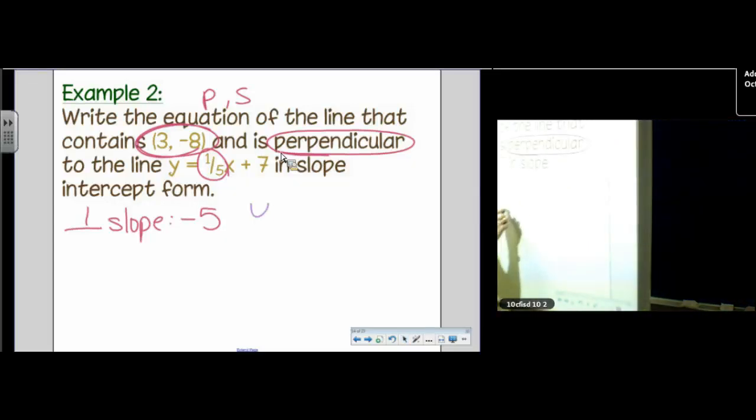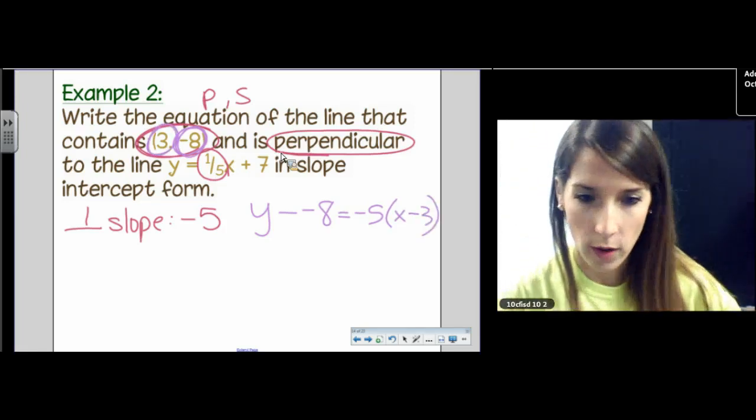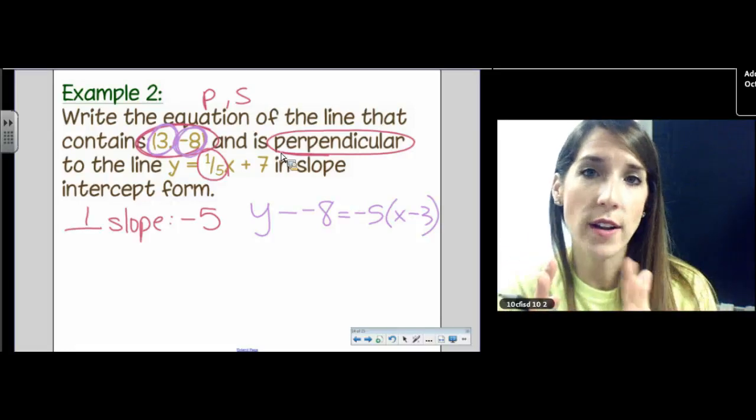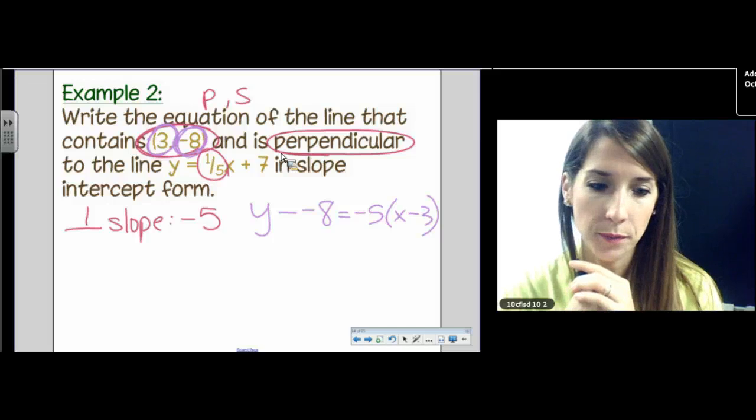It says y minus y1, that's this guy right here, y minus y1 equals m parentheses x minus x1, which we got from here. Okay, that's point-slope form. Where the y1 is and the x1, that's where you put your coordinate, and then where the m is, that's where you put your slope.